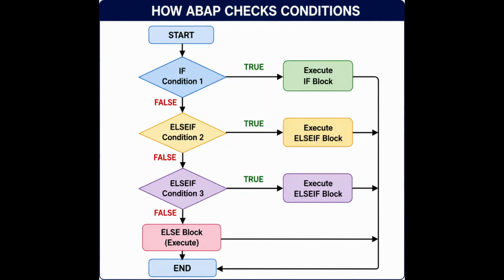What is ELSEIF? ELSEIF allows us to check another condition when the previous IF condition is not true. And we can use multiple ELSEIF conditions. ABAP checks the conditions from top to bottom. As soon as a condition is true, the corresponding code is executed and the remaining conditions are not checked. If none of the conditions is true, the ELSE block is executed.